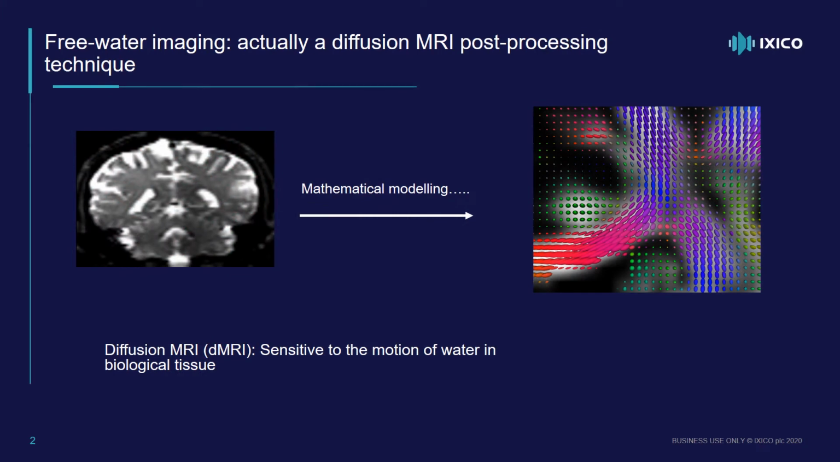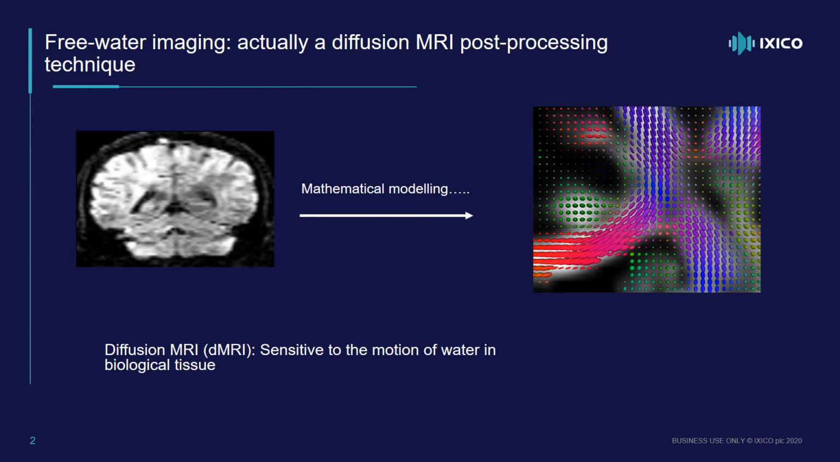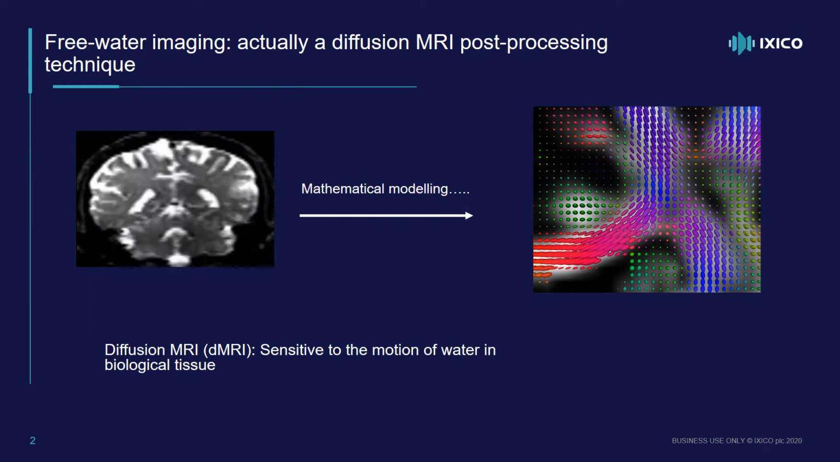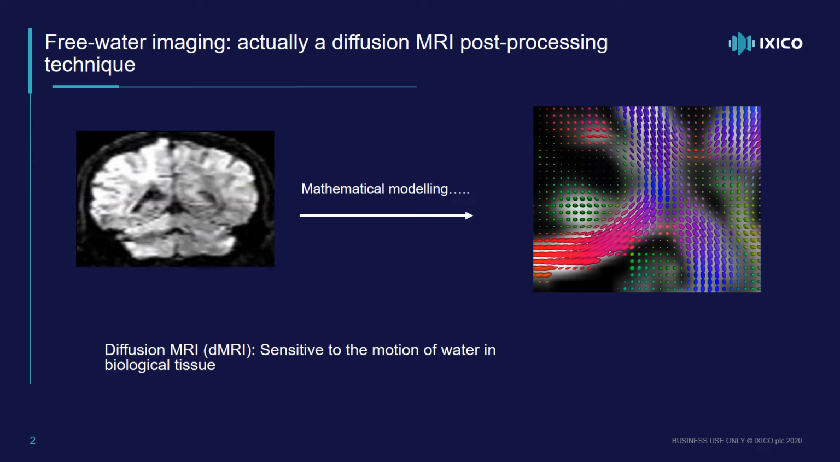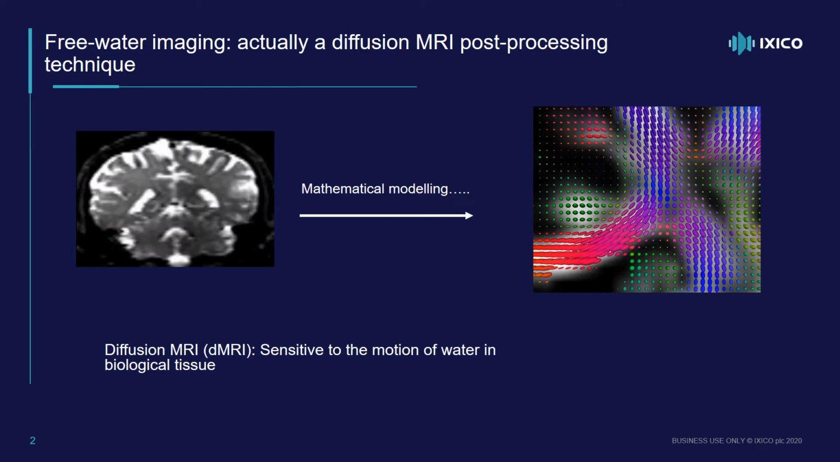So, when we talk about free water imaging, we're not actually talking about a novel MRI sequence. Free water imaging, or free water correction as it's alternatively referred to, is a post-processing technique that you can apply to an already well-established type of scan called a diffusion MRI. So I'll start by doing a very quick primer on diffusion MRI.